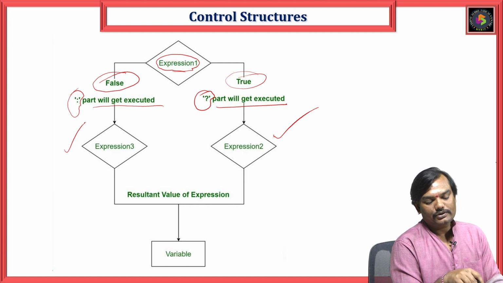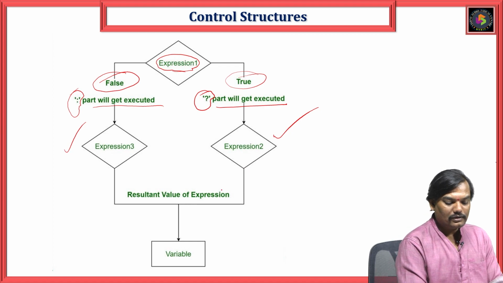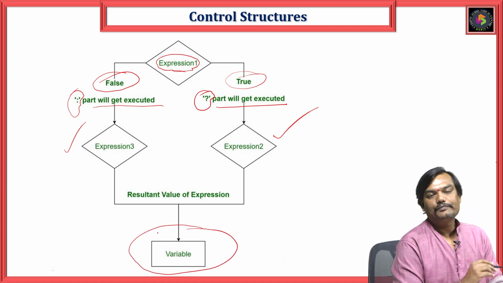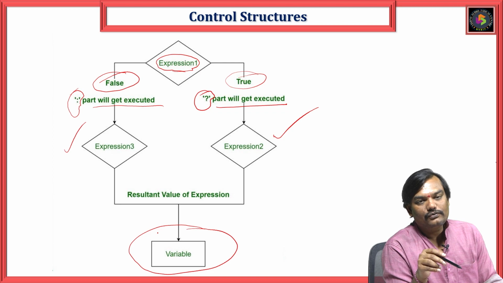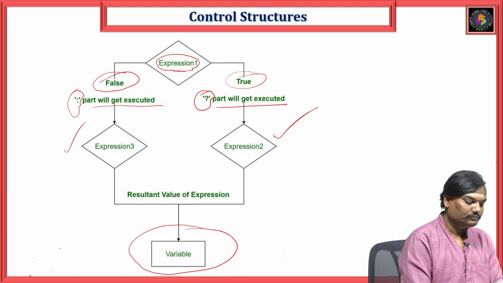So either expression 2 or expression 3 gets executed. And after evaluation of that expression, whatever result we get will be returned to the program, which has been stored in a variable. So this is the flow of control when we use a conditional operator in a C program.